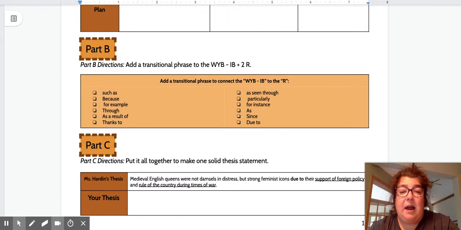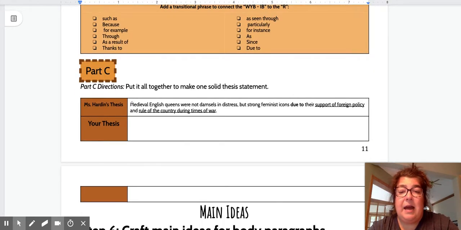Okay, I have an example. So if we go down, we have "medieval English queens were not damsels in distress, but strong feminist icons due to," so I have my transitional phrase, "their support of foreign policy," that's reason one, and reason two, their ruling of the country during times of war. Okay, so that's a long sentence, but I have my belief statement, but I don't use the phrase "I believe" or "I think" or "I feel." I connect it with a transitional phrase, "due to," and then I have my two reasons. I make sure that my two reasons are not super wordy, okay? Once you have that, you indeed have your thesis statement.